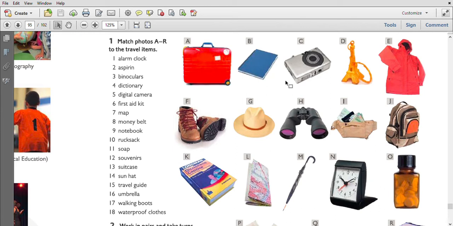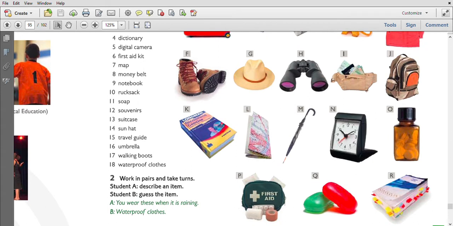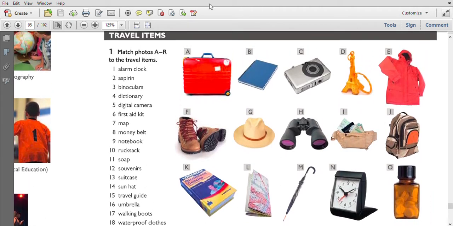Binoculars. H. Binoculars. Dictionary. K. This is dictionary. Digital camera. C. First aid kit. P. This is first aid. Number 7, map. L. This is map. Money belt, number 8. This is I. Money belt. Notebook. This is B. Number 10, rucksack. J.